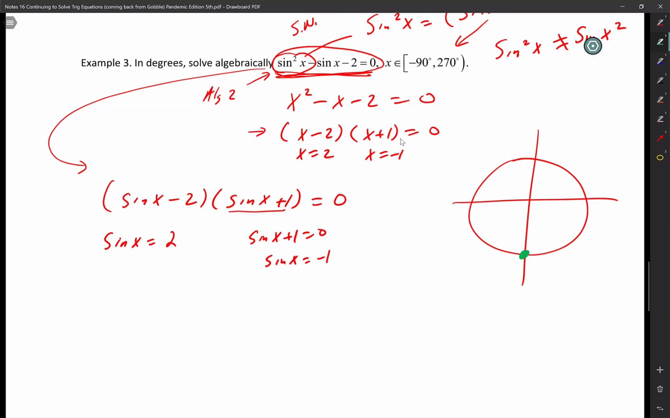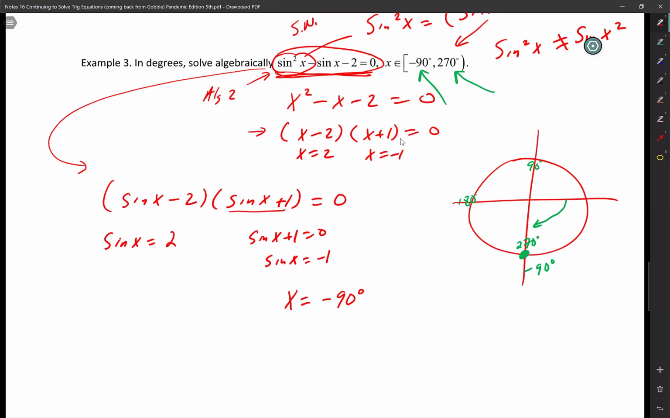If we were in degree mode, we would call this 90 degrees, 180 degrees, 270 degrees. But then notice that 270 has a parenthesis. So is 270 an answer? No. We observe that the domain starts at negative 90. Where is negative 90? If you start at the positive horizontal axis, negative 90 is this guy. So the only solution on this one is negative 90 degrees. Isn't that cool?